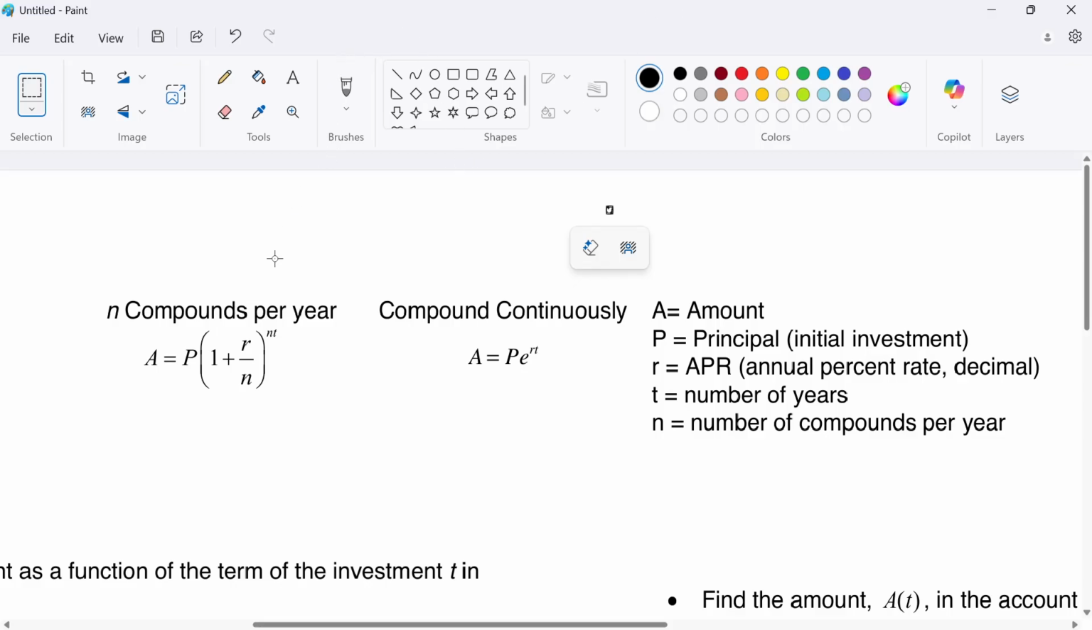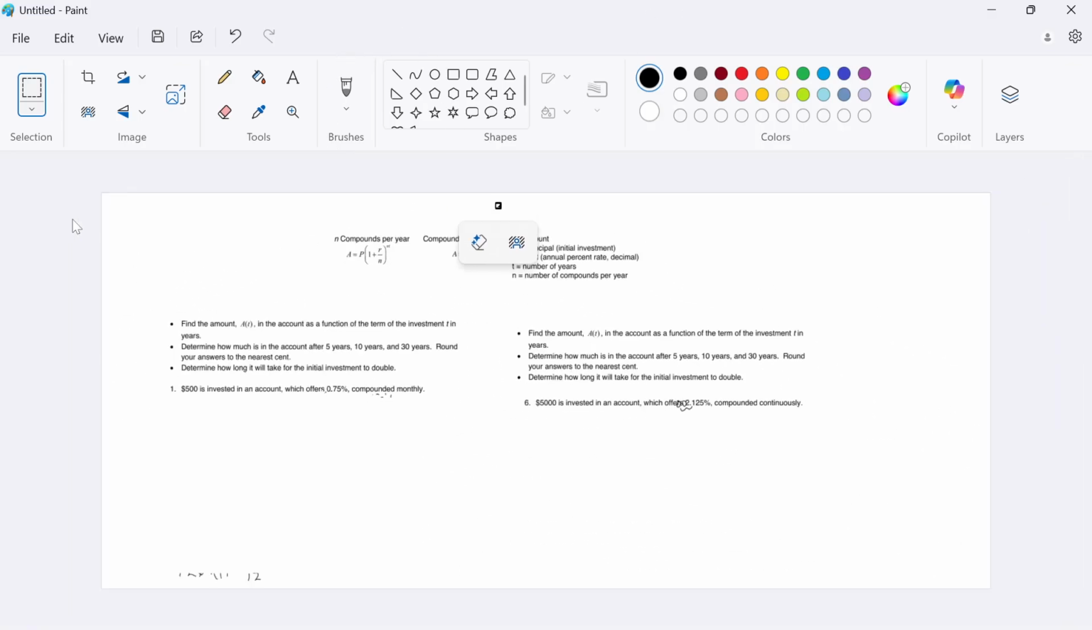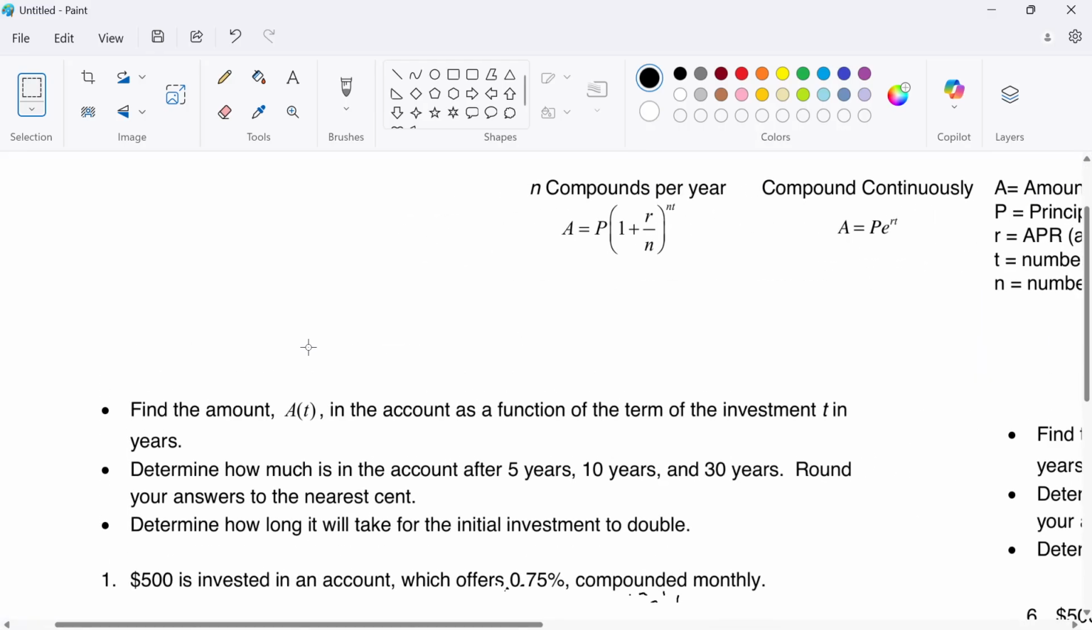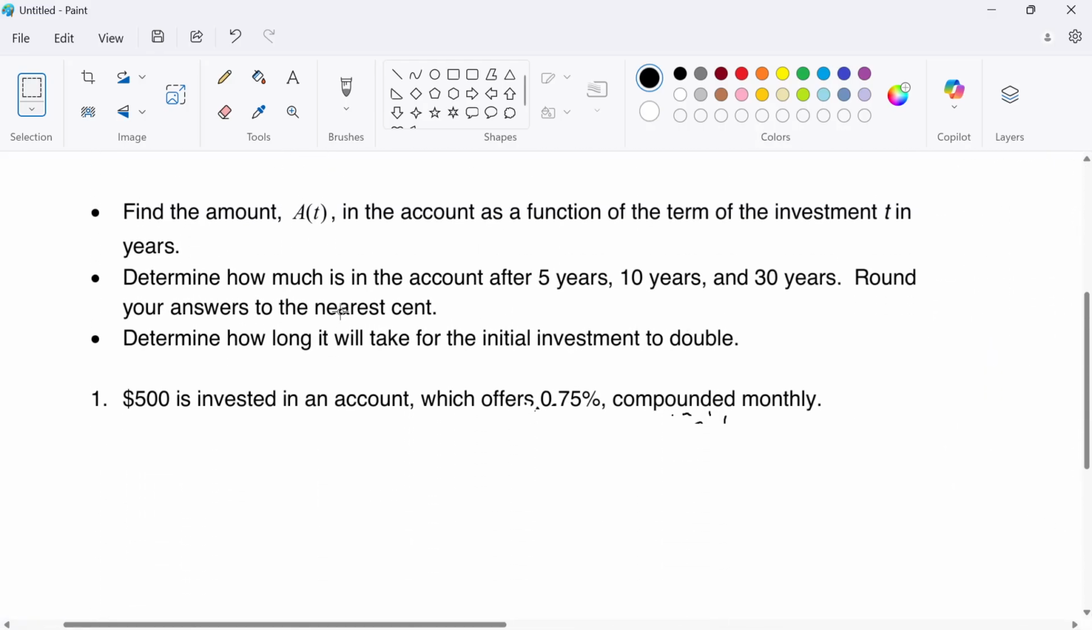So I'm going to do two questions here, one for some amount of compounds per year and one for continuous. In each one, I will find the amount A of t, the amount accumulated in the account, as a function of the term of the investment. In other words, find the formula, and then determine how much is in the account after 5, 10, and 30 years, and then determine how long it will take for the initial investment to double.